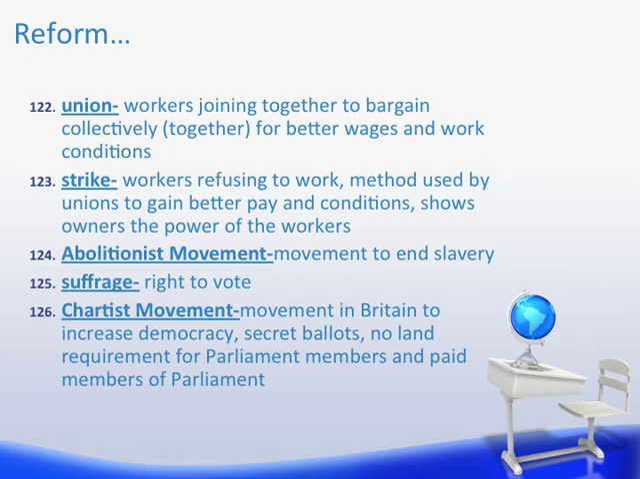Other reform movements of the 19th century include the abolitionist movement, and that is the movement to end slavery. The suffrage movement, which was fighting for women to get the right to vote. And there's the Chartist movement. This was a movement in Britain to increase democracy. They wanted secret ballots, no land requirement for parliament members, and pay for parliament members so that it was open for anybody to serve in the government.